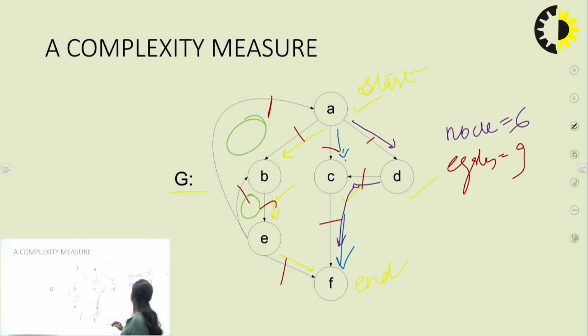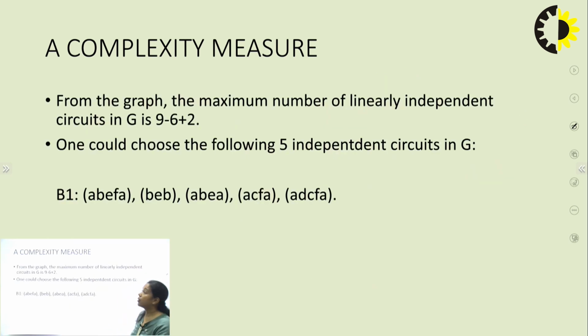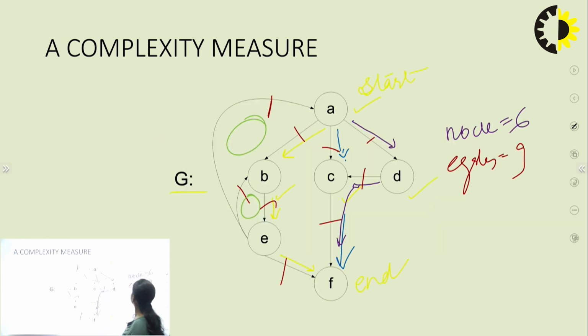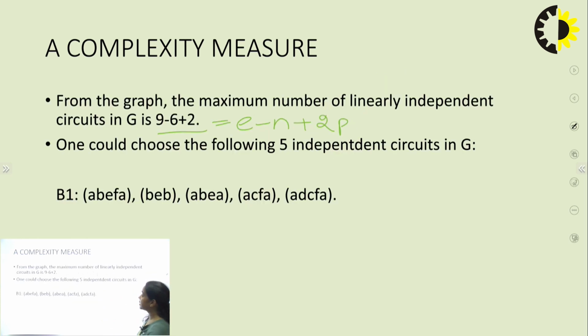Then when we are moving and calculating from the previous one, the number of edges, this formula will be equivalent to what? E minus N plus 2P. Is that clear? What is E? E is 9. N is 6. That is 9 minus 6 plus 2P.